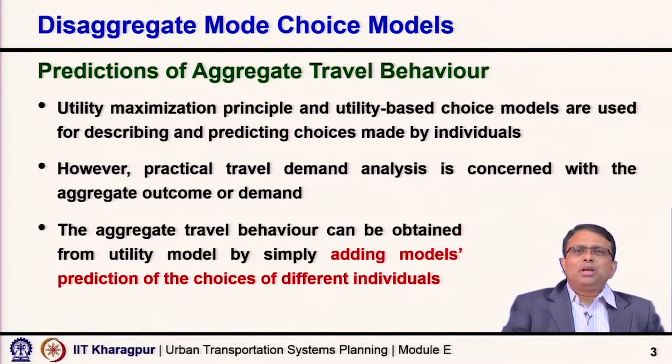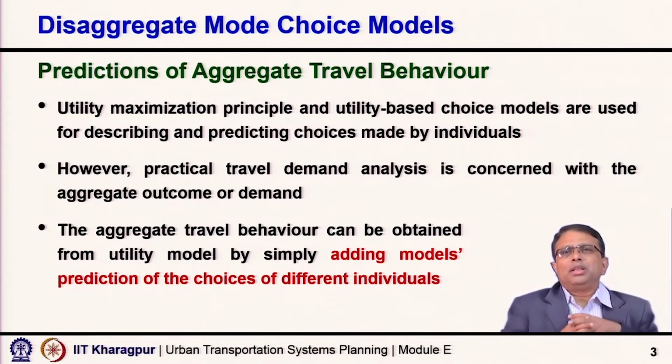So, the aggregate travel behavior can be obtained from the utility model, that means this disaggregate model, by simply adding model predictions of the choices of different individuals. That means, if there are say 5 categories of people in a given context, then take one individual representing each category, and for that individual belonging to a particular category, what will be the choice. Similarly, for each of these groups, we can take an individual from each group and see what will be the choice of mode. And that way we can see what the prediction will be at the aggregate level.